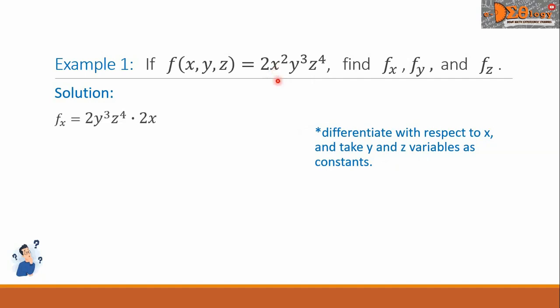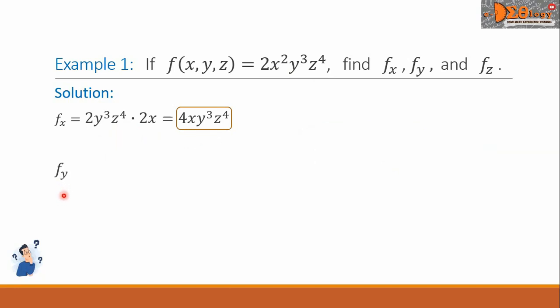So the derivative is 2y cubed z raised to 4. These are the constants multiplied by the derivative of x squared, which is 2x. Then let us simplify by multiplying the numbers and rearranging. So we have now 4x y cubed z raised to 4. This is our answer.